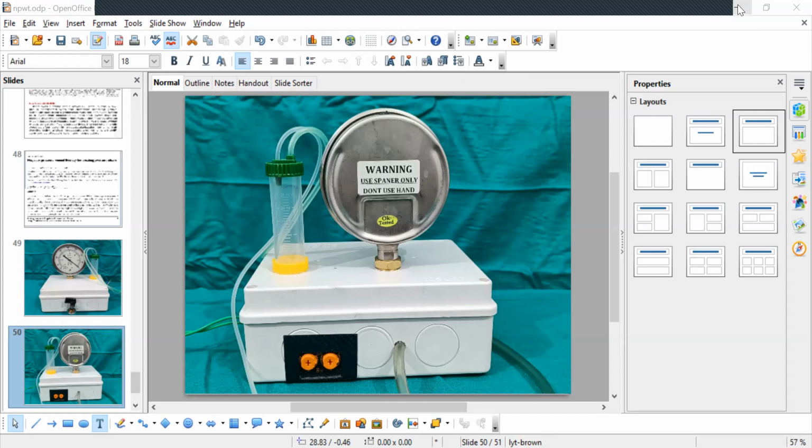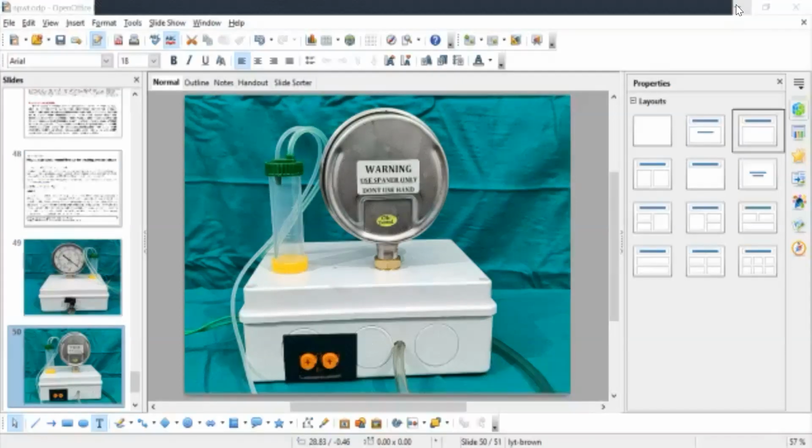Its size is almost 500 ml. And from here, you can adjust the on time and off time, independently and separately, 1 minute to 10 minute, 1 minute to 10 minute.